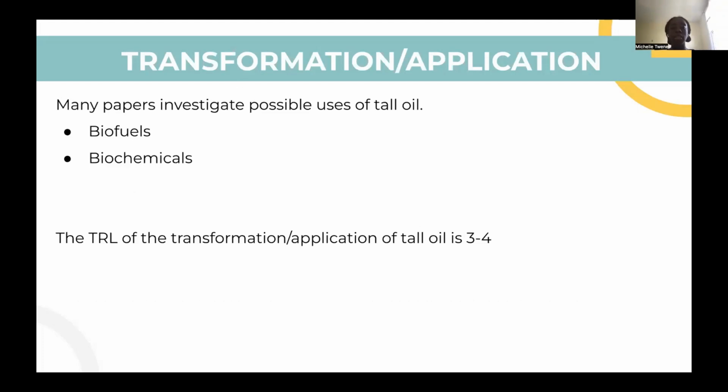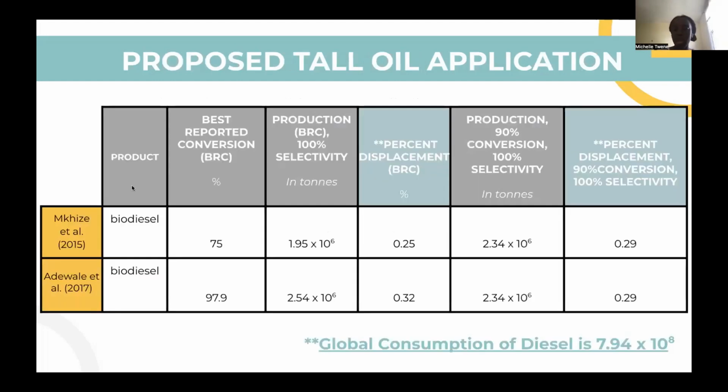Both of these ideas are 3 to 4 on the technology readiness level scale because they are performed in labs and not really at big scale, but it's more than just a research paper. And then my last question focused on how an application of tall oil would work. For that, I focused on biodiesel because I knew that biodiesel was something I was interested in looking into.